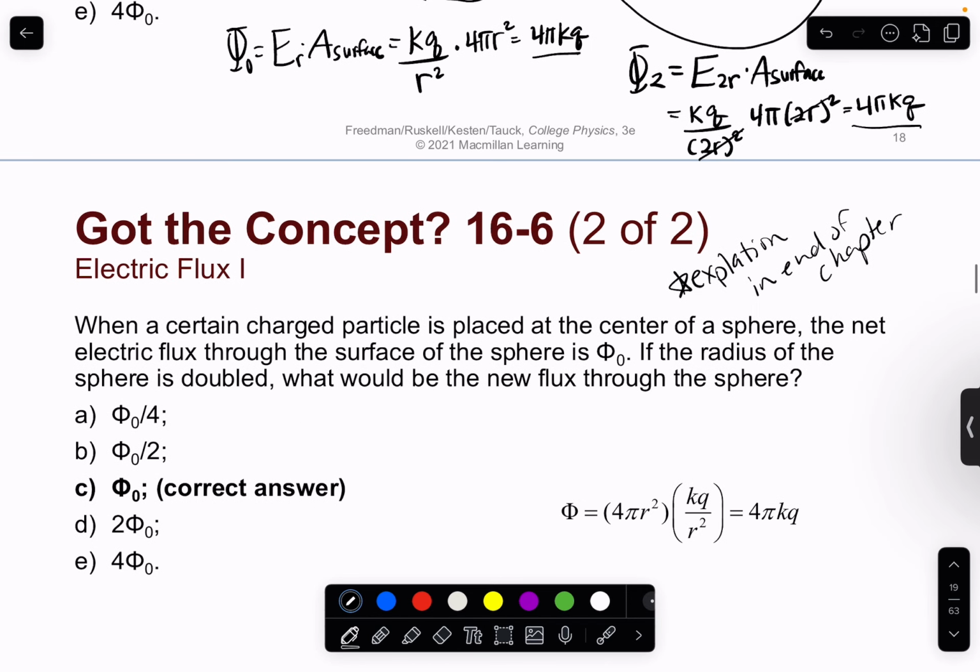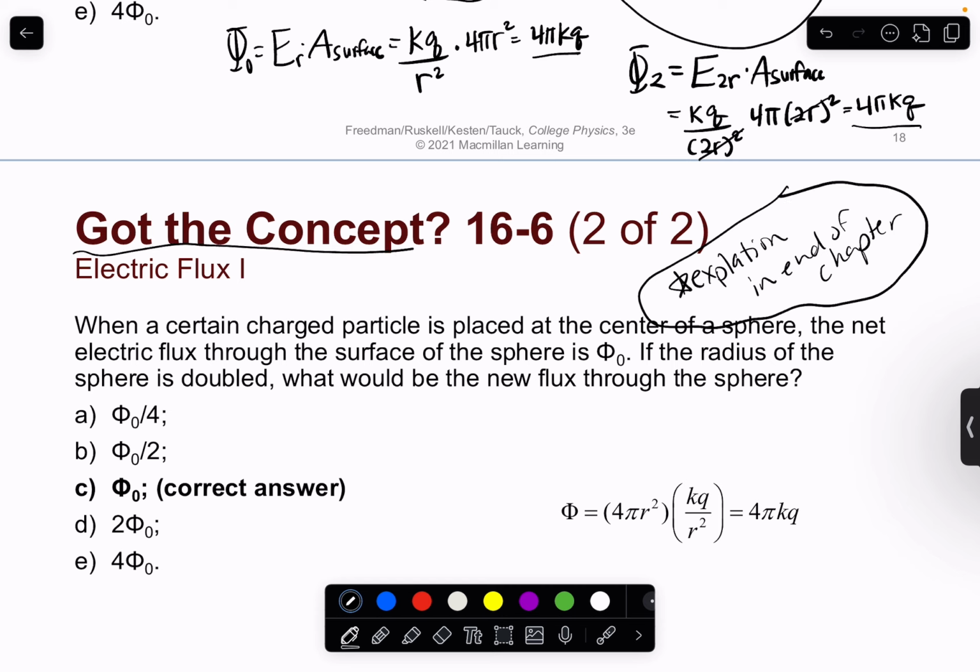Okay, so if that was a little confusing, all of these got-the-concept questions are explained at the end of each chapter. There's like a paragraph for each one. So definitely when it's study time, you go to those and read those, okay?